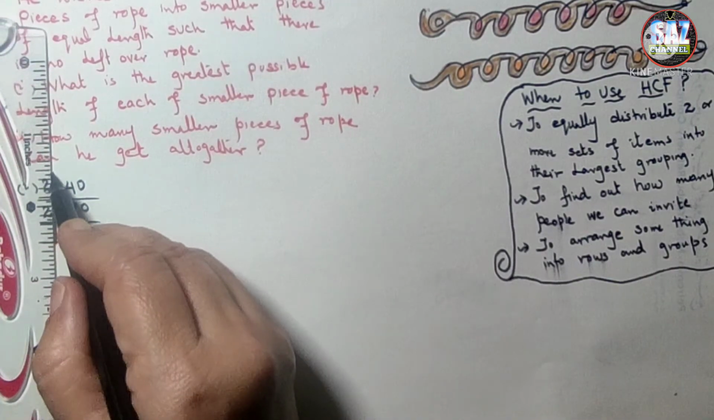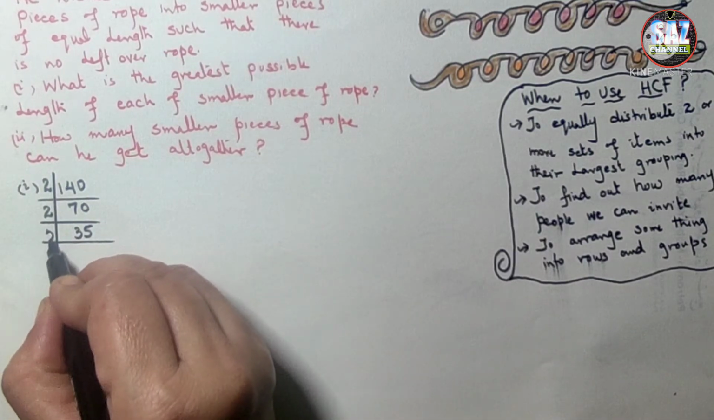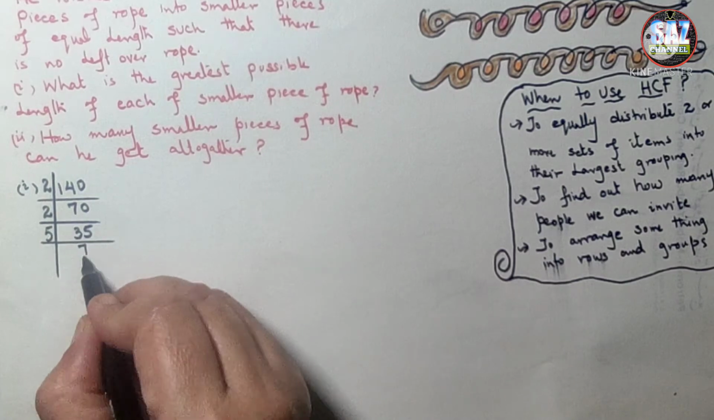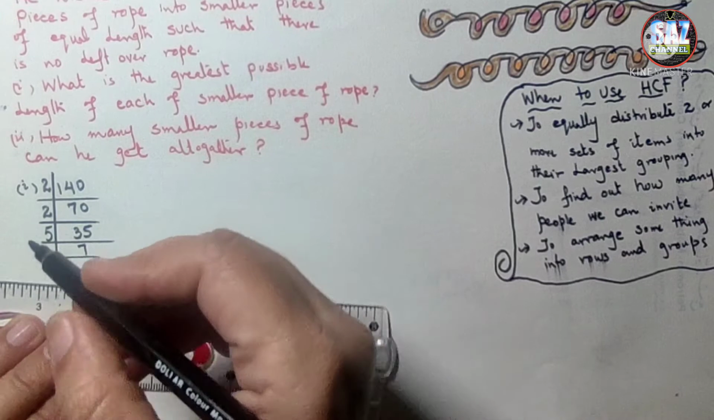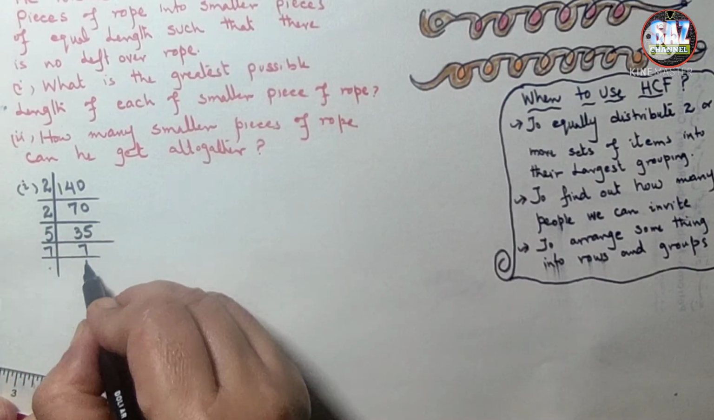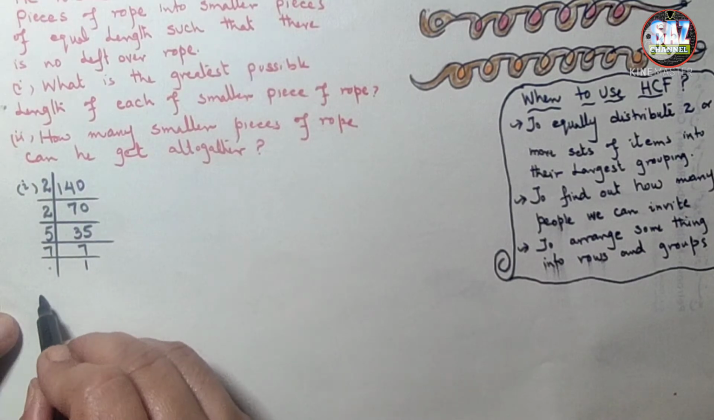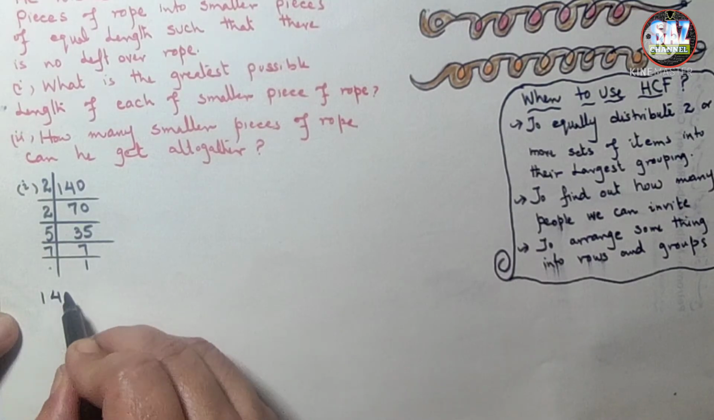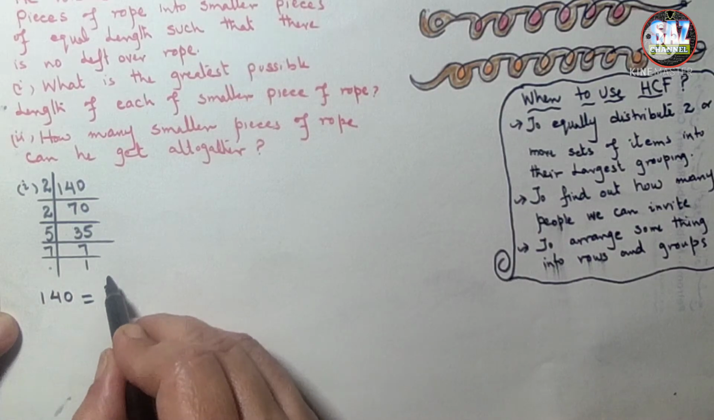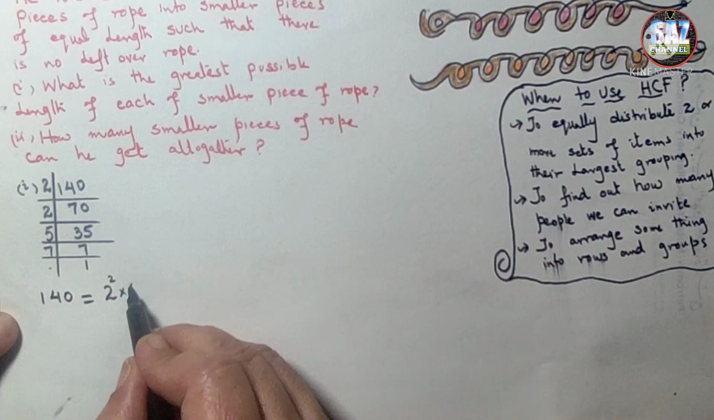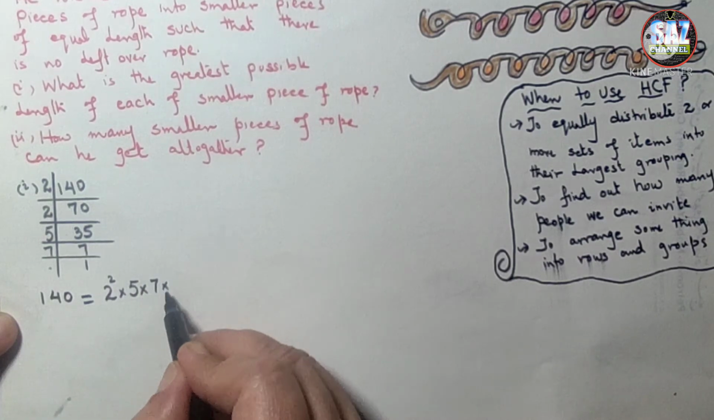Okay, so which other number? As the unit digit is 5, I can easily divide this number by 5. 5 sevens are 35, and 7 ones are 7. So 140 can be written as 2 squared multiplied by 5 multiplied by 7, and 1 is understood.